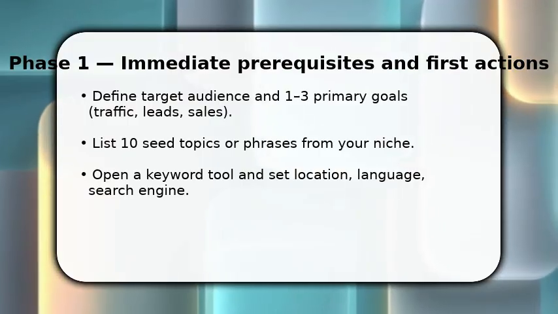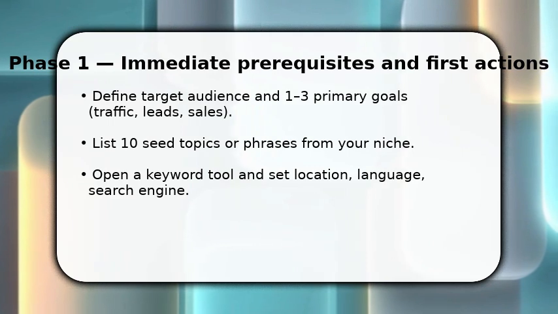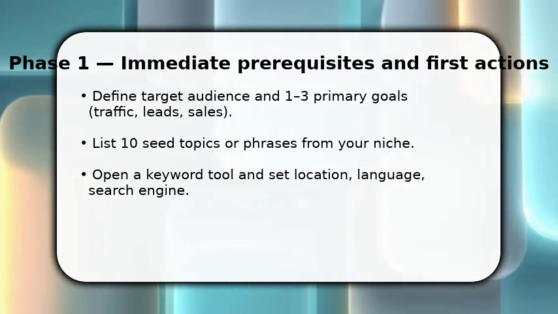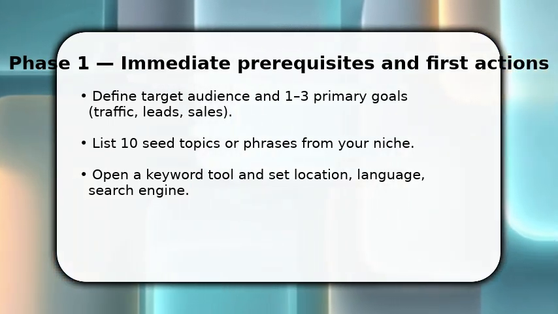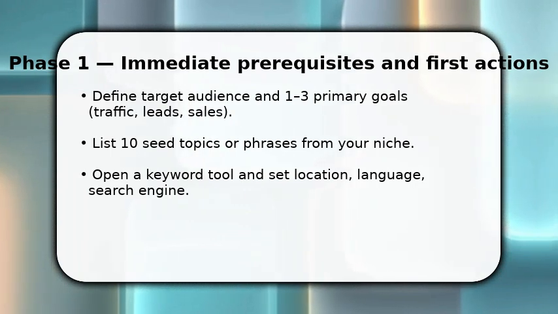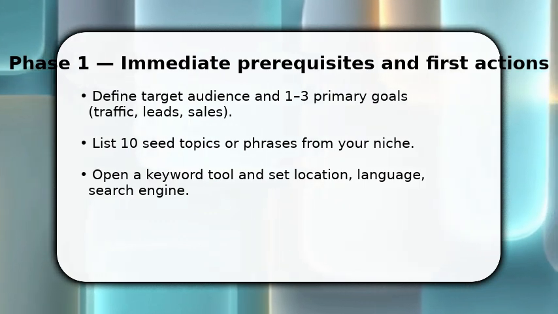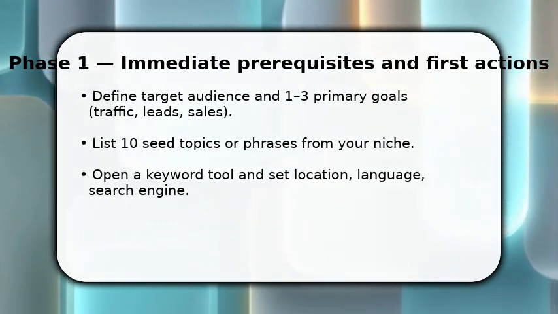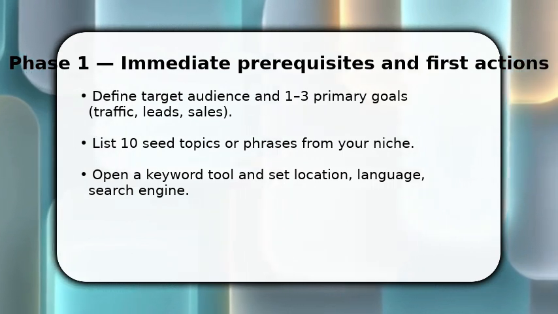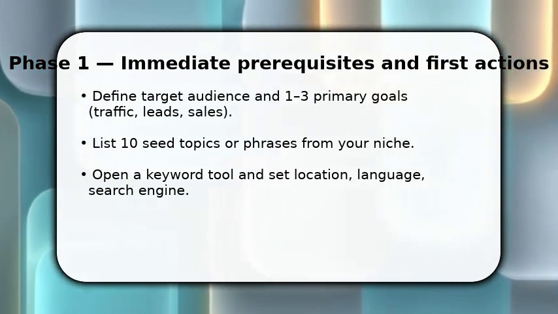You begin by locking intent. Know who you target and what outcome you want, because intent drives keyword choice. Next, gather 10 seed topics from product pages, FAQ, or competitor headlines, then enter them into a keyword tool with location and language set. Once done, glance at volume and difficulty columns to spot immediate wins.